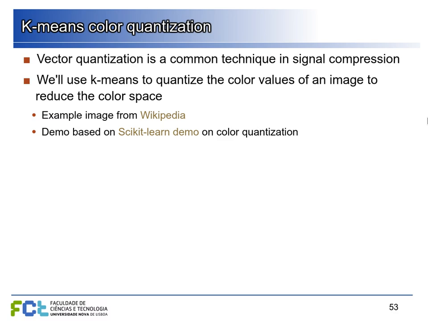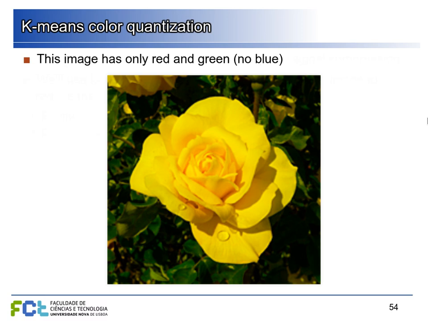Now let's see an application of k-means. This is one common application of k-means. It's even the original application of k-means. It's for vector quantization. This means this is a technique for reducing the amount of data you have when you have continuous values, vectors of continuous values, and you want to quantize them or discretize them into a subset of fixed values. So we're going to use k-means to quantize the color values of an image. This is an image you can find in Wikipedia. It's an example for k-means, and I'm also following a bit this scikit-learn demo that you can look at if you want. So this is the image.